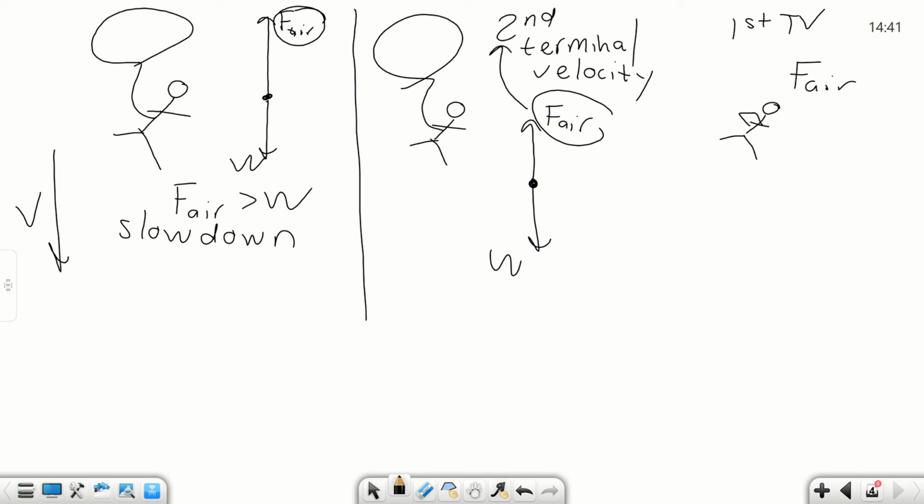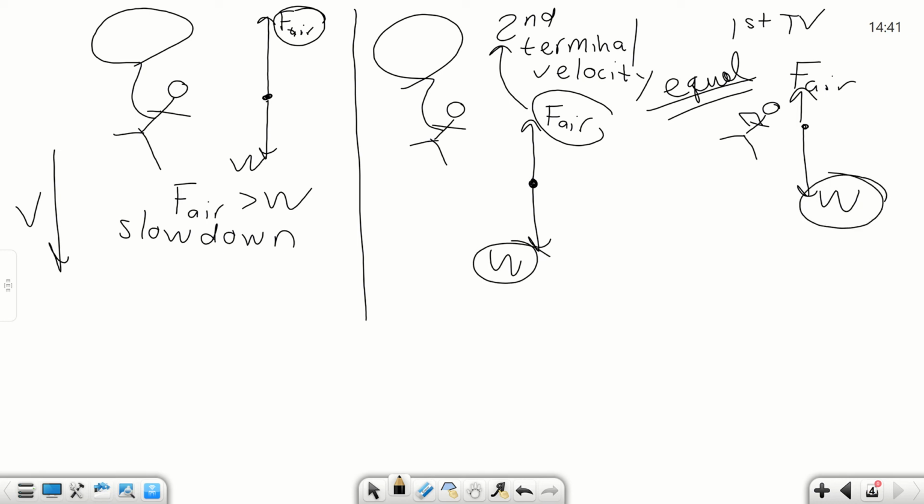The answer is these two are equal to each other. And why are they equal to each other? Because what didn't change? My weight. During this time, the F of air and weight are exactly the same. So therefore, it doesn't matter what terminal velocity you're going at. As long as you are not losing weight somehow in the middle of flight or gaining weight during the middle of flight, the air resistance should be the same in both terminal velocities.